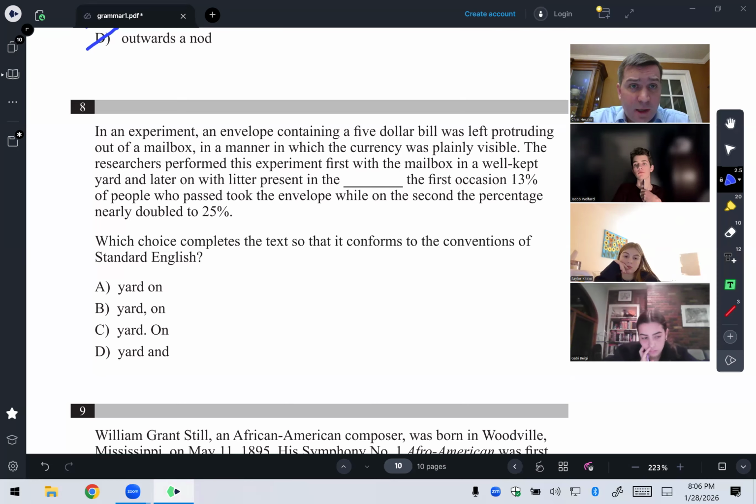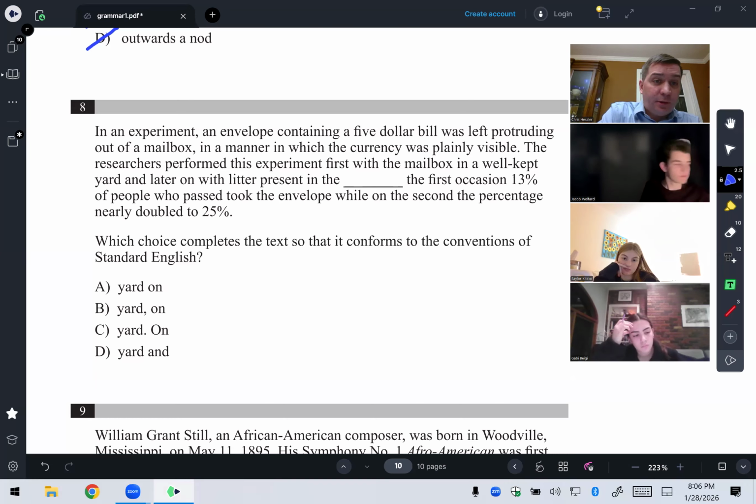In an experiment, an envelope containing a $5 bill was left protruding out of a mailbox in a manner in which the currency was plainly visible. The researchers performed this experiment first with the mailbox in a well-kept yard and later on with litter present in the yard. Blank, the first occasion, 13% of people who passed took the envelope, while on the second, the percentage nearly doubled to 25%. All right, so let's get rid of our run-ons first.